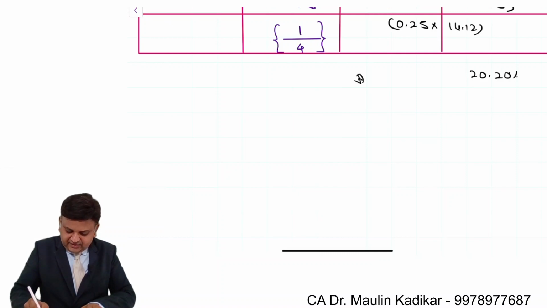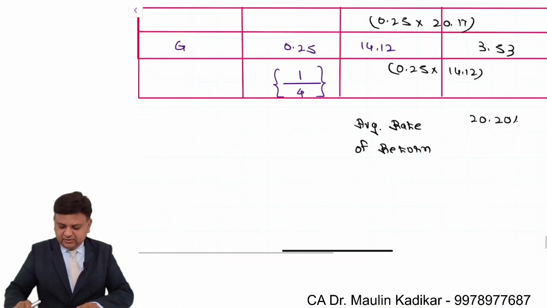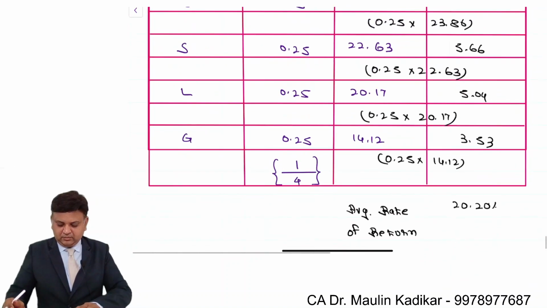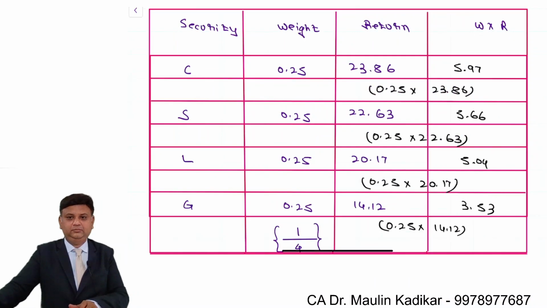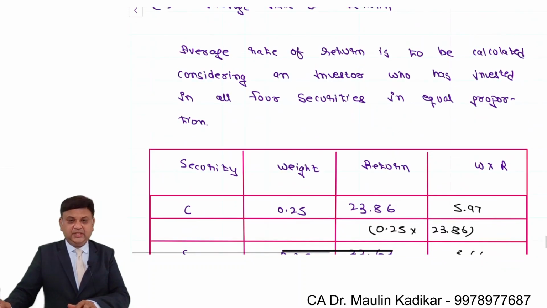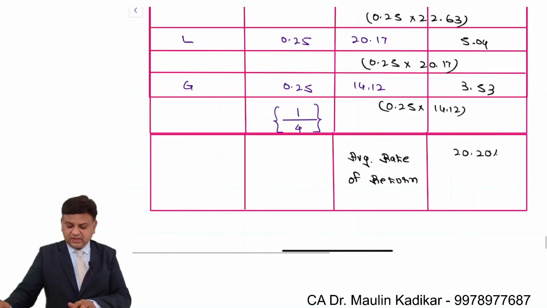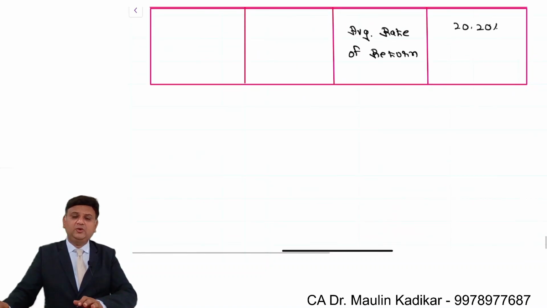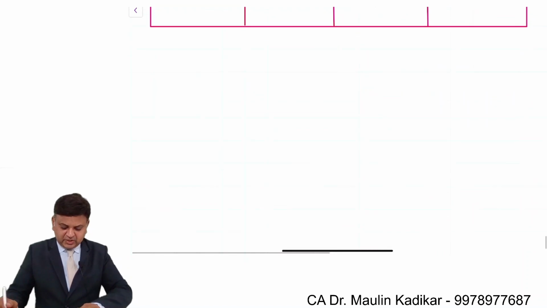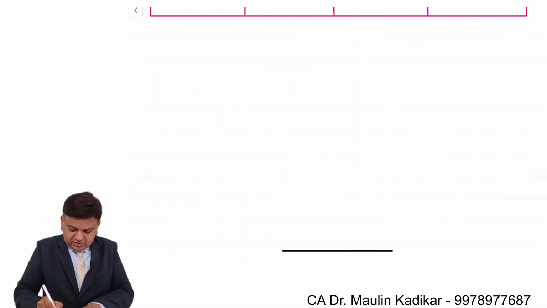This is the way average rate of return can be calculated. Now you may have a question like this: instead of doing the working in this way, can we do an alternative method? The alternative method by which a student may do the working is like this. So again, for the second part of the question, there is an alternative method.